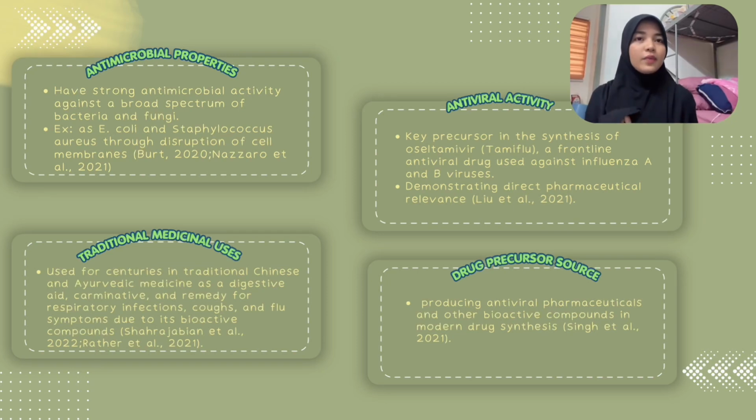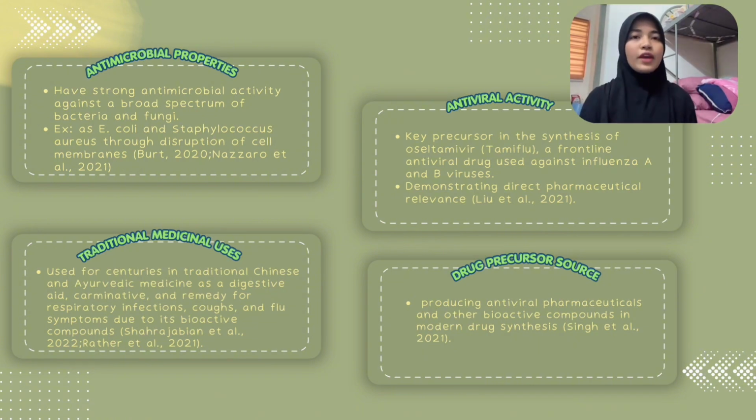So next, I will explain about the benefits and uses in microbiological and medical fields. The first use is for antimicrobial properties. Star anise extract exhibits strong antimicrobial activities against a broad spectrum of bacteria and fungi. This is inhibiting growth of pathogens such as E. coli and Staphylococcus aureus through disruption of the cell membrane.